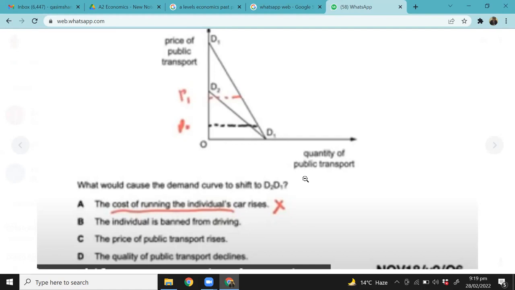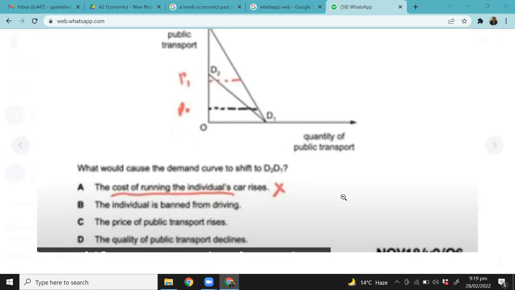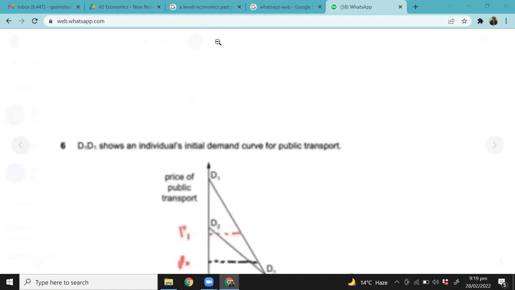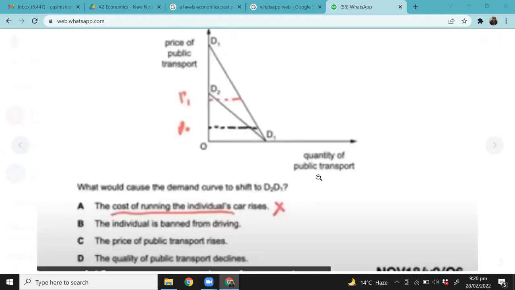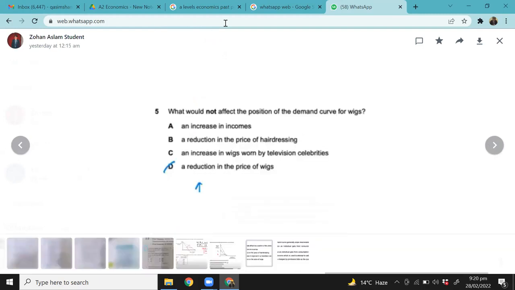It should be D, because if the demand for public transport is decreasing, there should be a reason for it, and one reason we can think of is deterioration in quality. Very nice. Did you get this? So is the answer D?